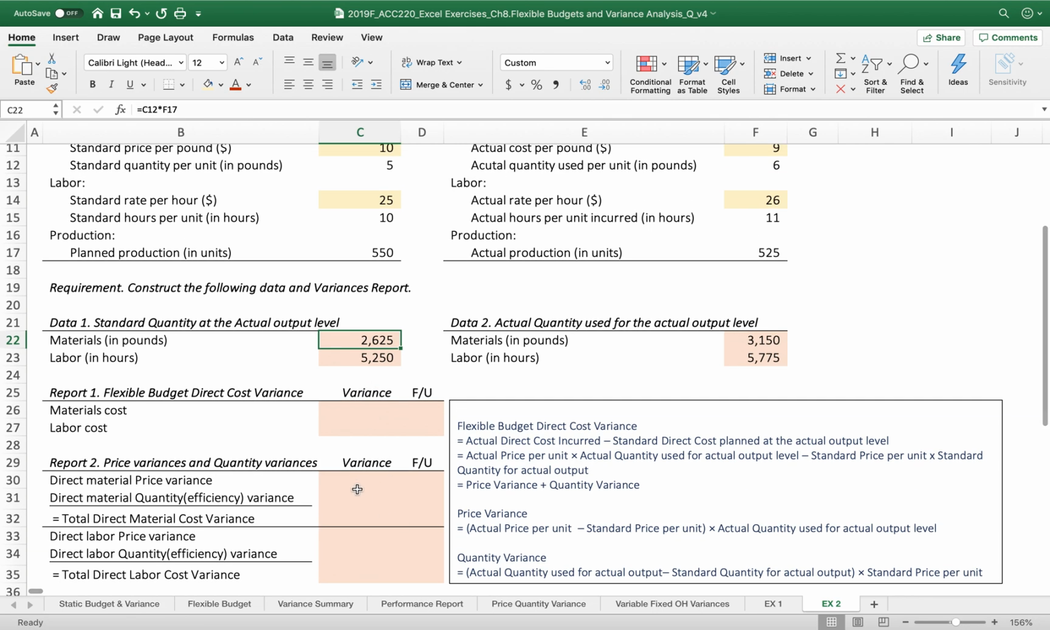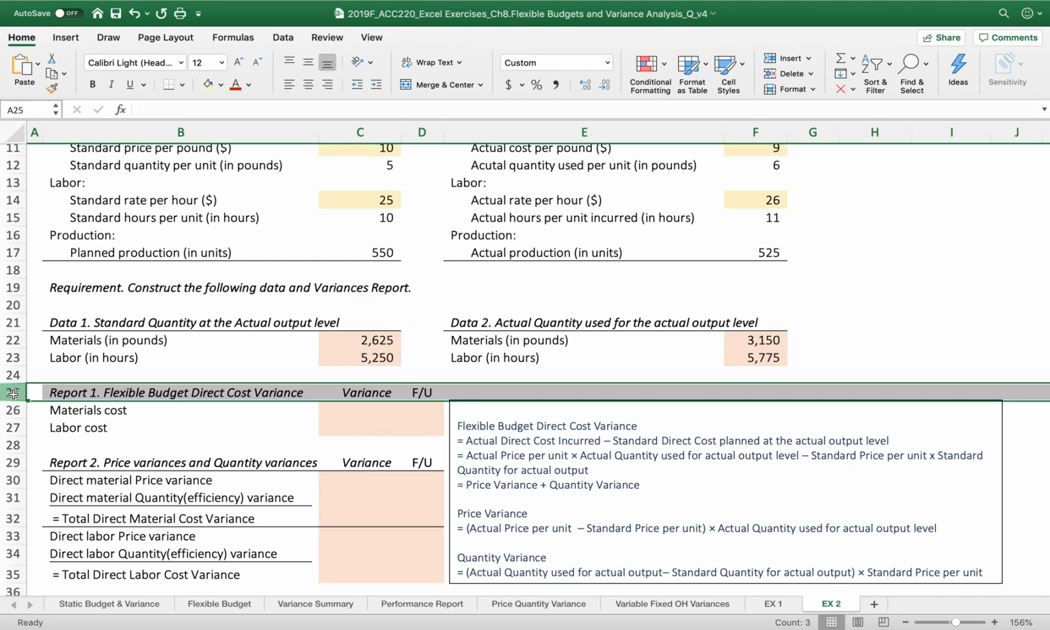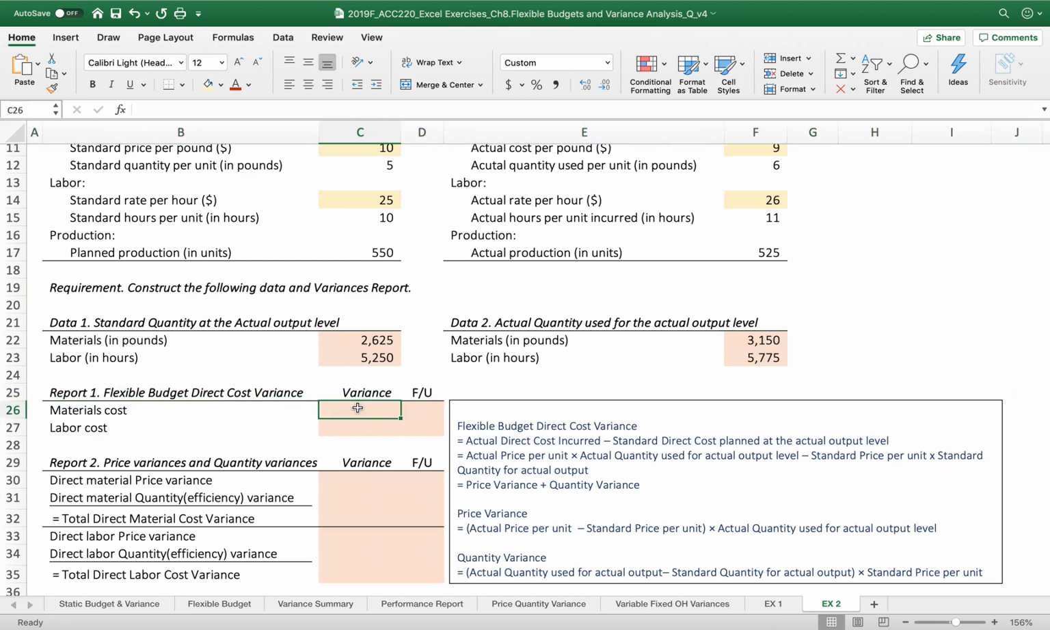Then we can calculate this equation. But before jumping into the actual calculation, we want to know the flexible budget direct cost variance in the big picture. What is the direct cost variance, not dividing it into price variance and quantity variance? So we will use this equation: actual price per unit times actual quantity used for actual output level, minus the standard price, that is the budgeted price per unit, times the standard quantity for actual output. That is the difference in terms of direct cost variance, including the price variance and the quantity variance. But at the end of the day, you will see the specific variance in terms of price and quantity later.